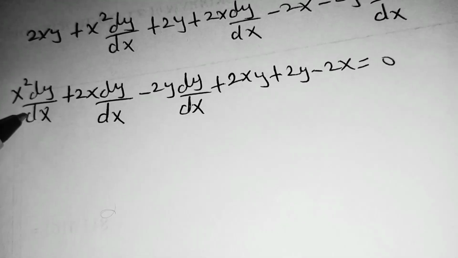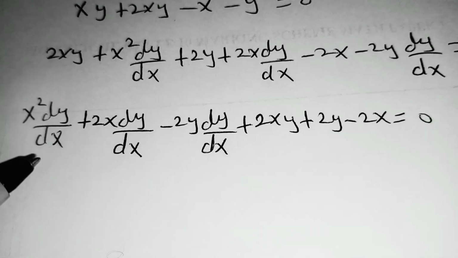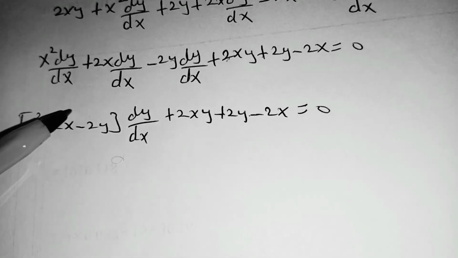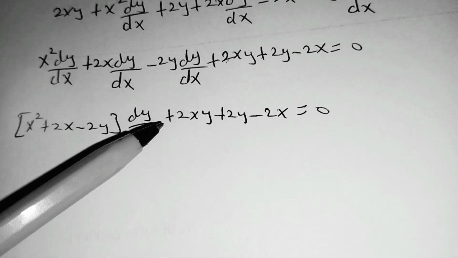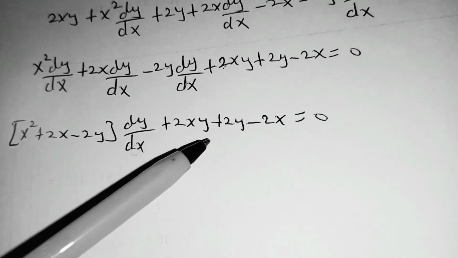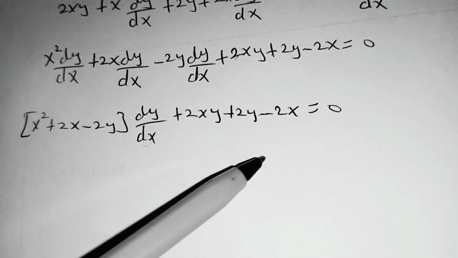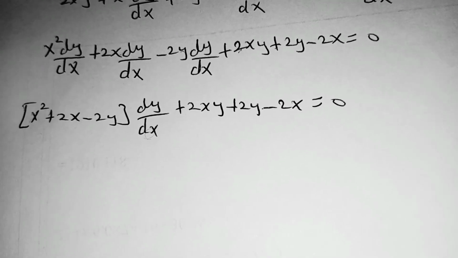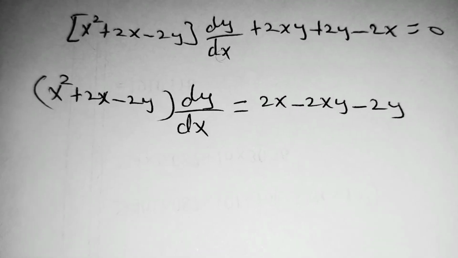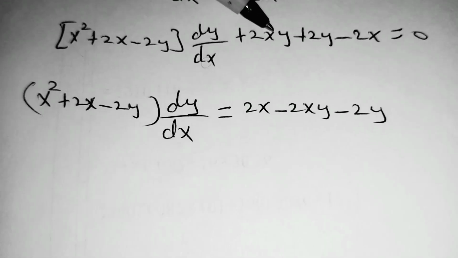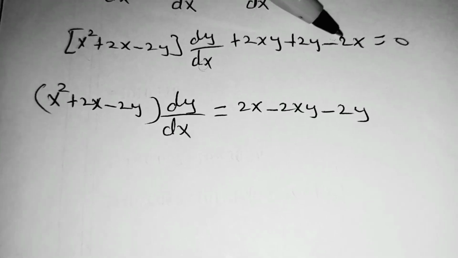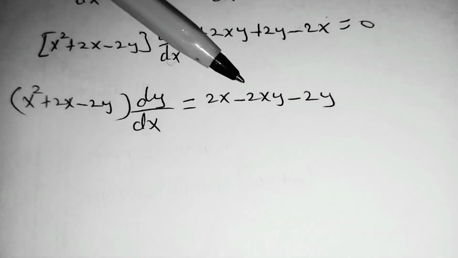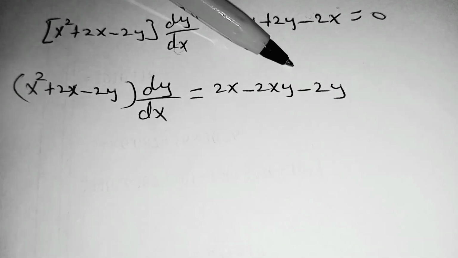Then we factorize dy/dx at this point. So here we shall be left with x squared plus 2x minus 2y, everything multiplied by dy/dx, plus 2xy plus 2y minus 2x is equal to 0. Then we take this part to the right hand side. So this negative 2x will become positive, positive 2xy will become negative 2xy, positive 2y will become negative 2y.